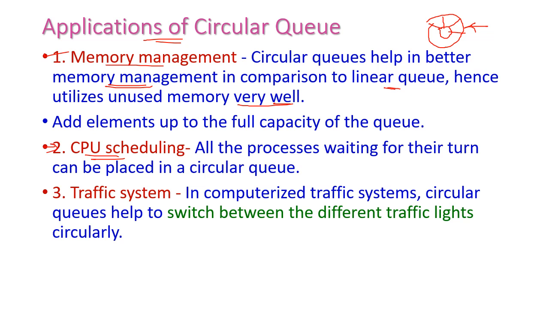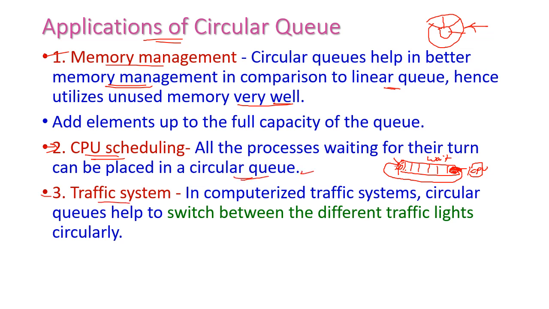Okay, so the process will come to the CPU for execution. CPU, this is the process. When a process enters, then it will wait in the wait queue. Okay, once the time slot is completed, then the process will go back to the queue again. The same process will go back to the queue again. Okay, so in CPU scheduling, the circular queue is very much important.